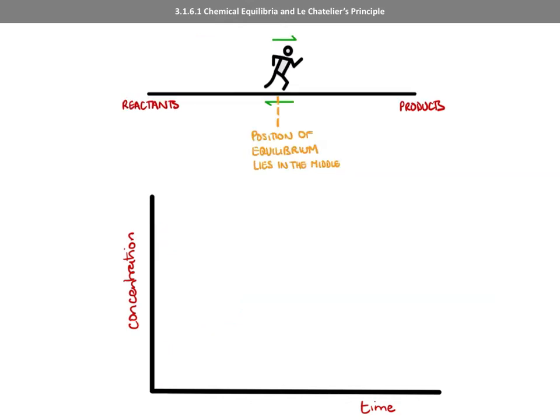Okay, so what if our position of equilibrium lies somewhere in the middle, basically halfway between the reactants and products? How would our concentration time graph look in that respect? The basic shape of the curves will be the same. What differs is where they finish.